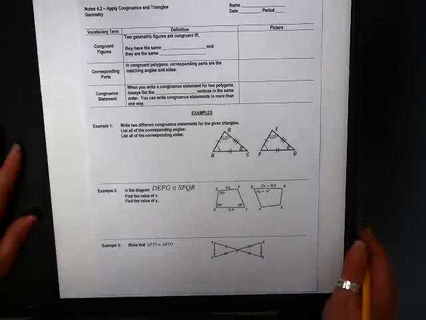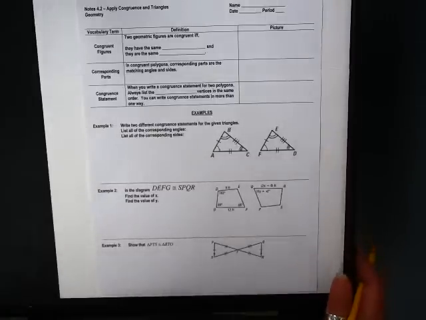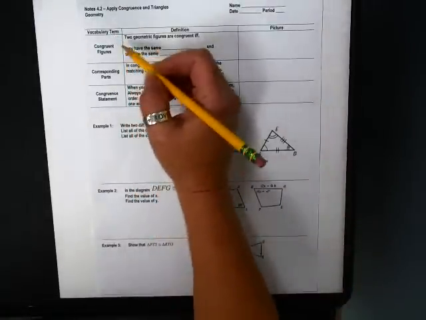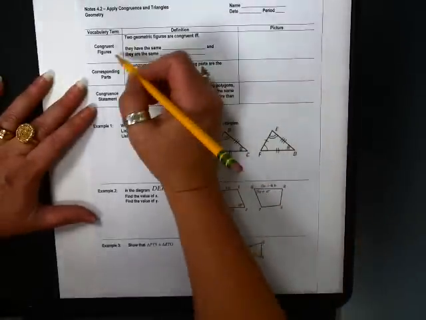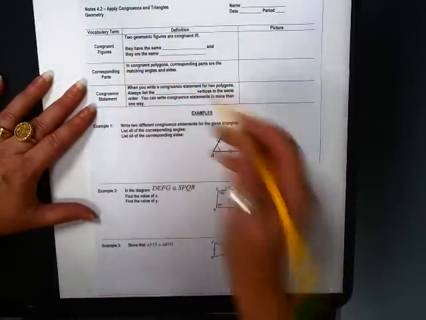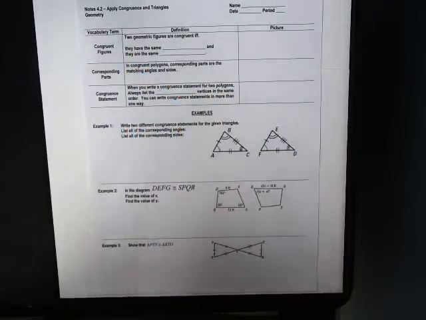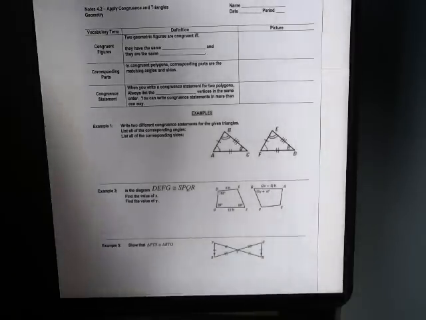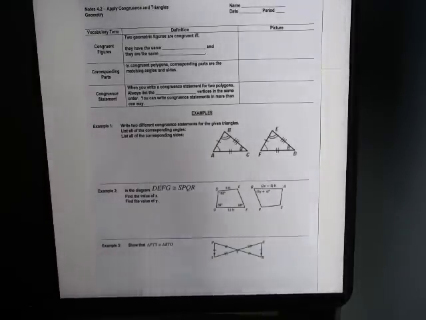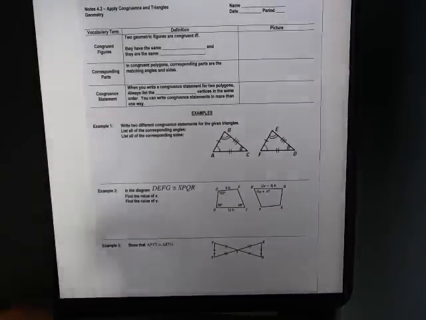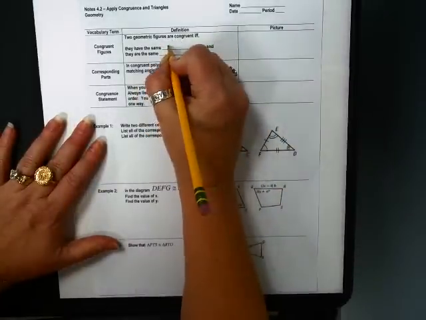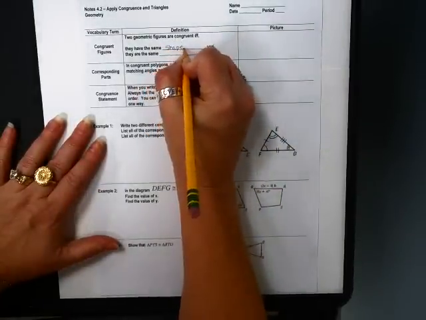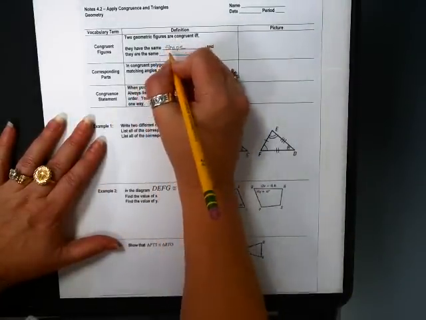Today our learning objective is to apply congruence and triangles. We're going to cover a couple of vocab terms. The first one is congruent figures. Congruent figures are two geometric shapes or figures. They are congruent if they have exactly the same shape, and they have to be exactly the same size.